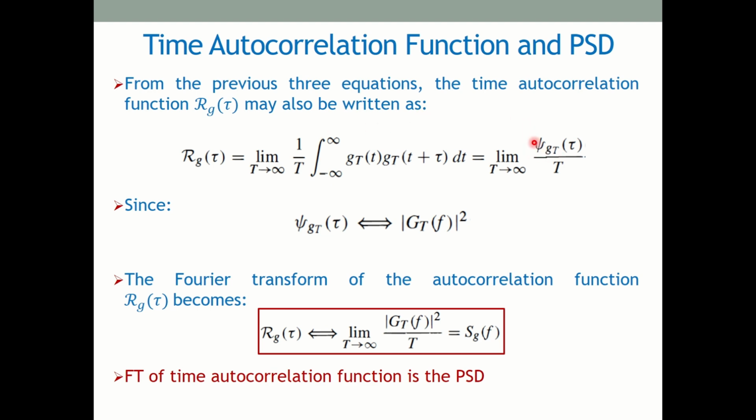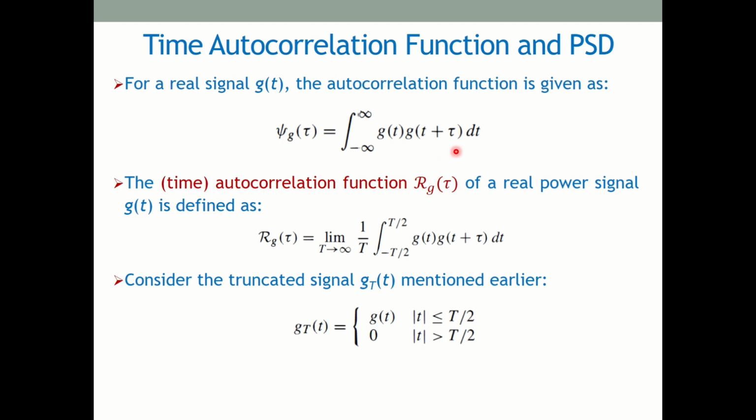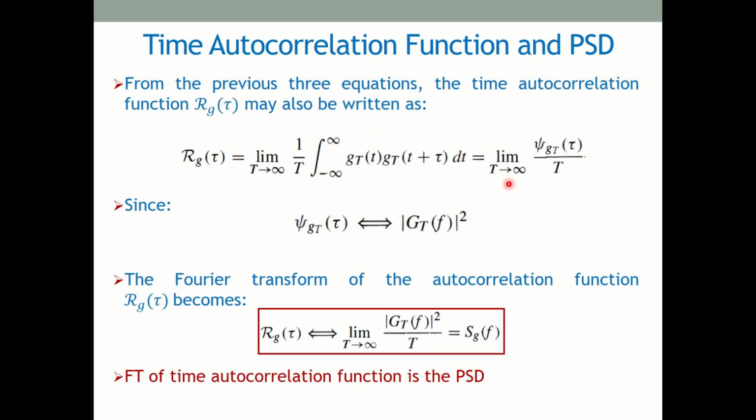So we have phi gt. This term is only the autocorrelation function, which was shown here. And we have divided it by the time T, where T approaches infinity. So if we look at this expression, this is the autocorrelation function. The Fourier transform of this autocorrelation function, we know from previous knowledge, is equal to the ESD. So the Fourier transform of the time autocorrelation function, which is this, if we apply the Fourier transform on both sides of this expression here, so this is the Rg of t, its Fourier transform over here.